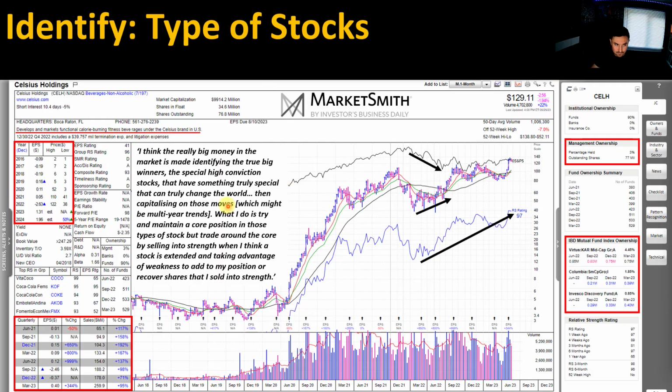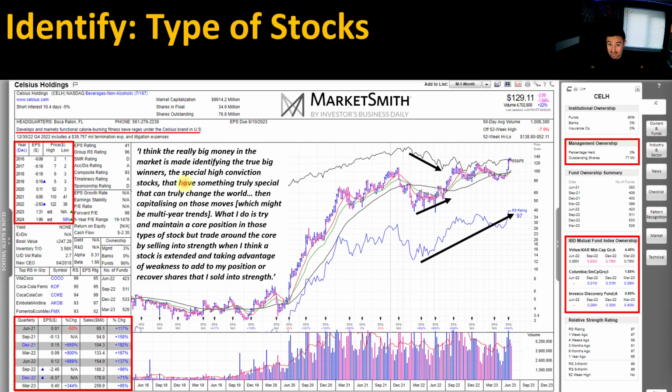So this one here, I think the really big money in the market is made identifying the true big winners, the special high conviction stocks that have something truly special that can change the world, then capitalizing on those moves, which might be multi-year trends. What I try to do is maintain a core position in those types of stocks, but trade around the core by selling into strength when I think the stock is extended, and taking advantage of weakness to add to my position or recover shares that I sold in strength. We're going to talk about selling into strength in the optimizing profits part.